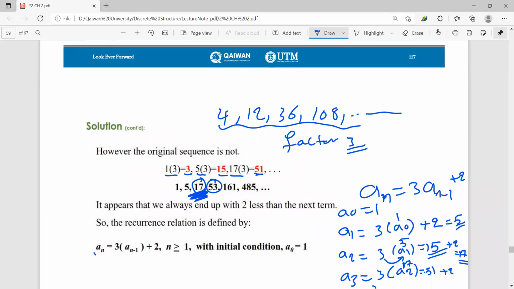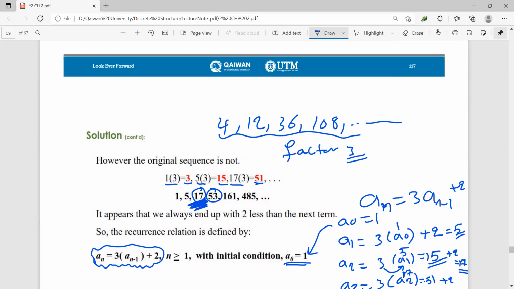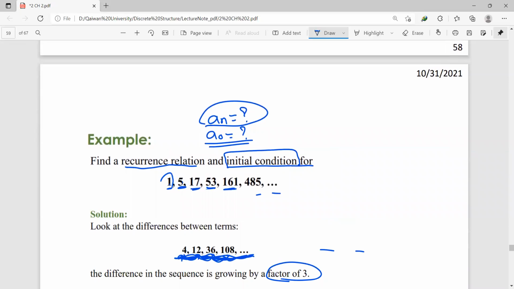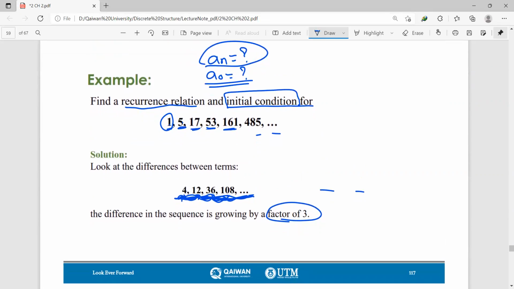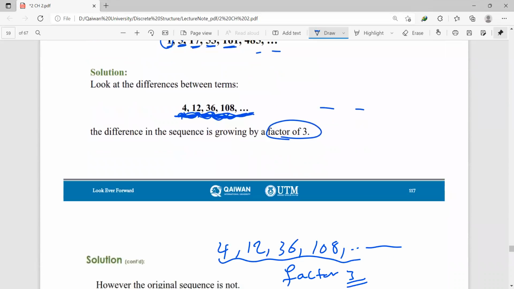As you see here, a_n is 3 times a_(n-1) plus 2. And the initial condition is 1, which is the first term. Always the first term is the initial condition. What's the first term in the sequence which is given? It's 1. So it's a_0. That's the first term.